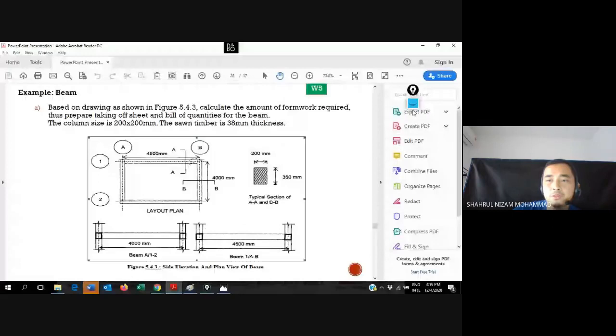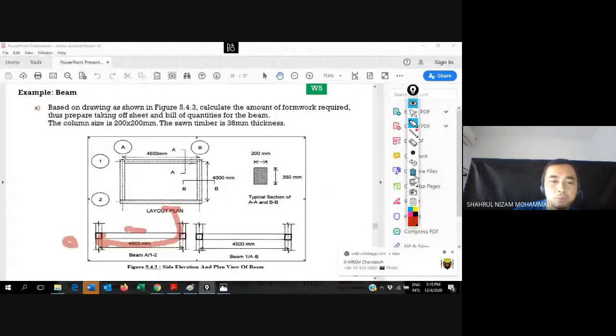So why for the soffit do you need to minus 2 half columns? Because this is your beam. Your soffit is located under your beam, at the bottom of your beam. So it will be blocked by the column here. So that's why 4.5, you need to minus with, sorry, I referred to the wrong figure.